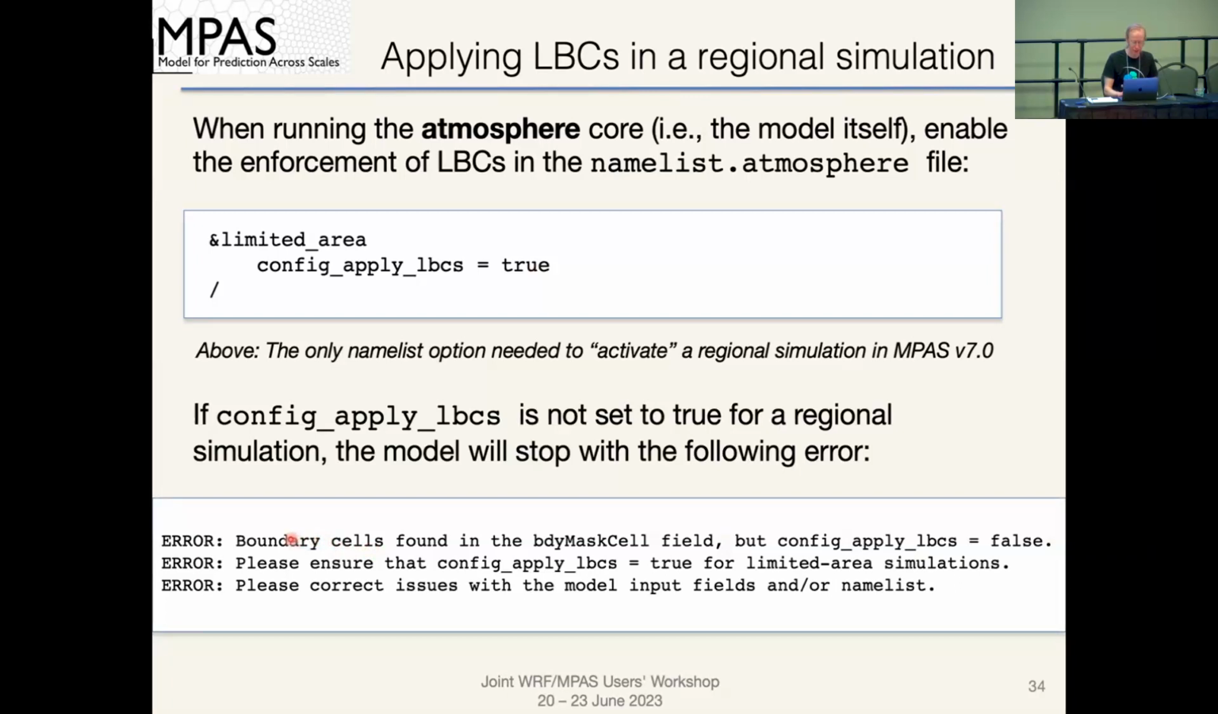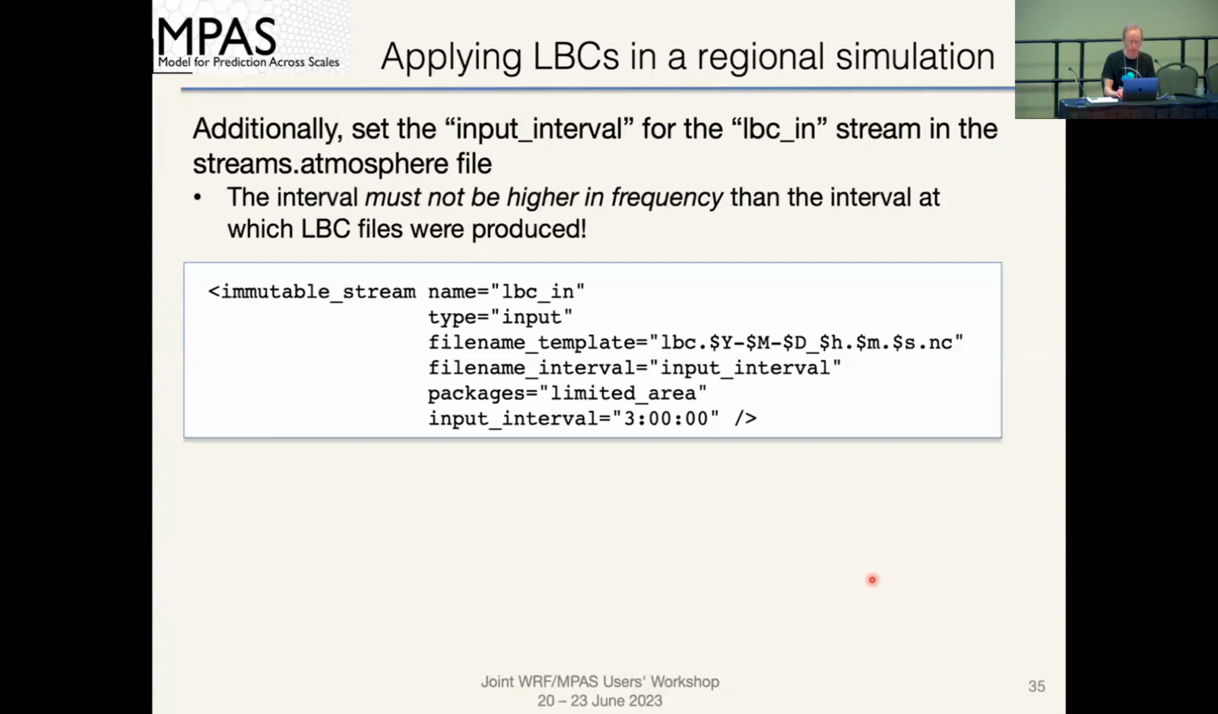If you forget to do that, again, we're trying to be much better about providing useful error messages. So you get something that says boundary cells were found in the boundary mass cell field, but config apply LBCs was false. Please ensure that, blah, blah, blah, for limited area simulations. And hopefully that's a pretty readable error message. And you'll say, oh, right, of course, I need to set that namelist option.